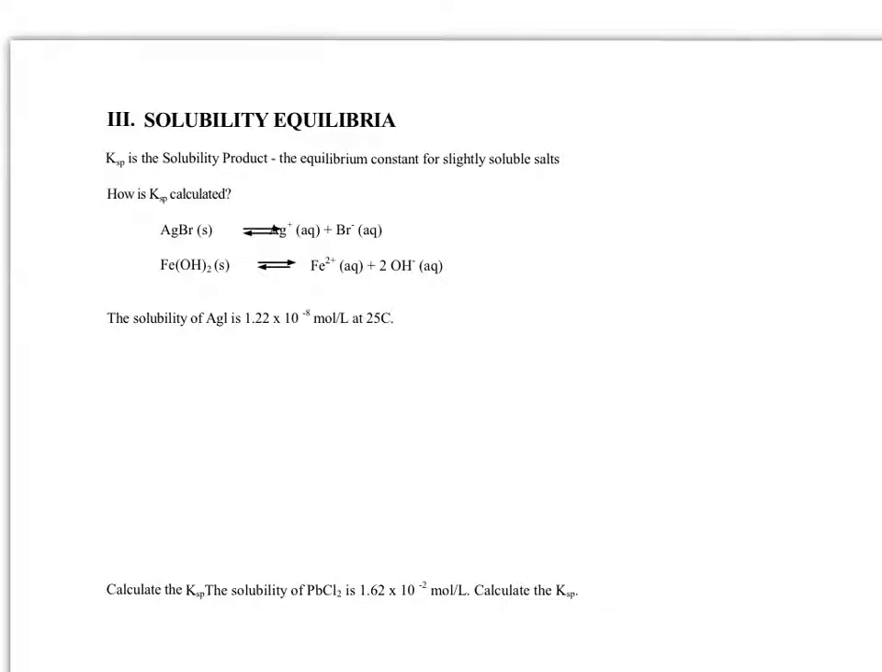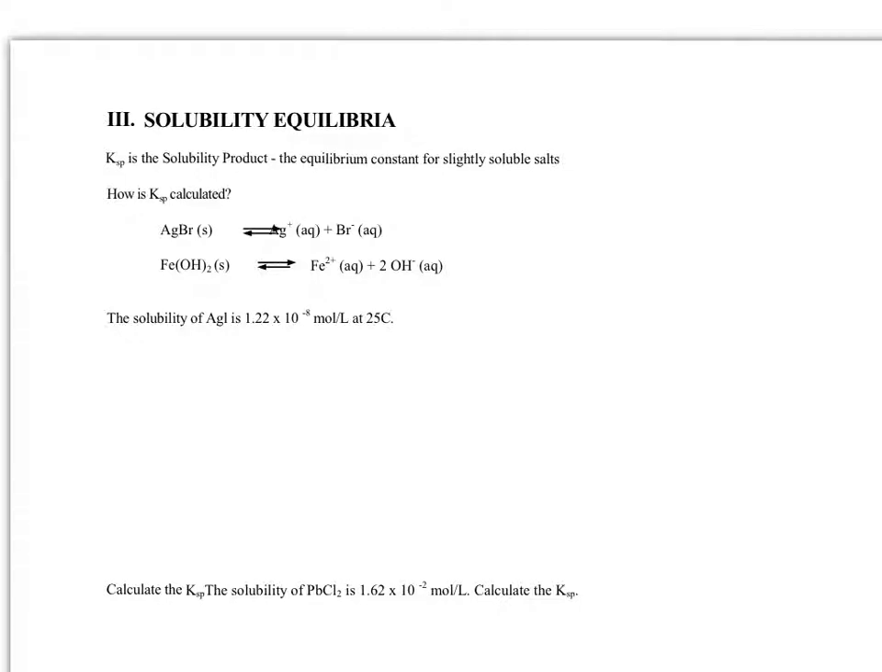Hello AP Chemers, we're going to talk about solubility equilibria today. So specifically we're talking about ionic substances that are slightly soluble. We call them slightly soluble or insoluble or sparingly soluble because very, very little of the solid actually dissociates into its ions and dissolves. So things like silver chloride or silver bromide or lead chloride, those are very, very slightly soluble.